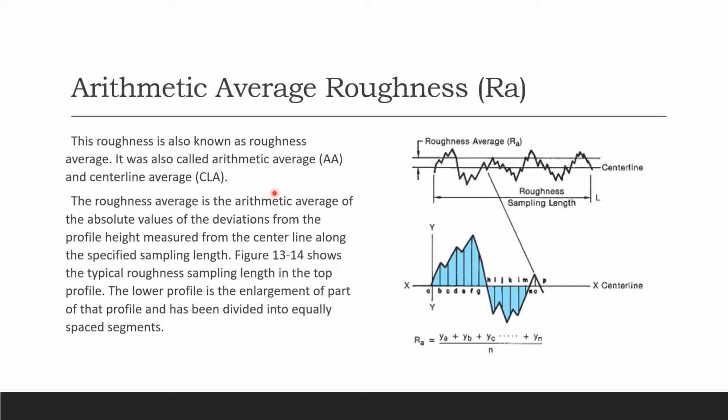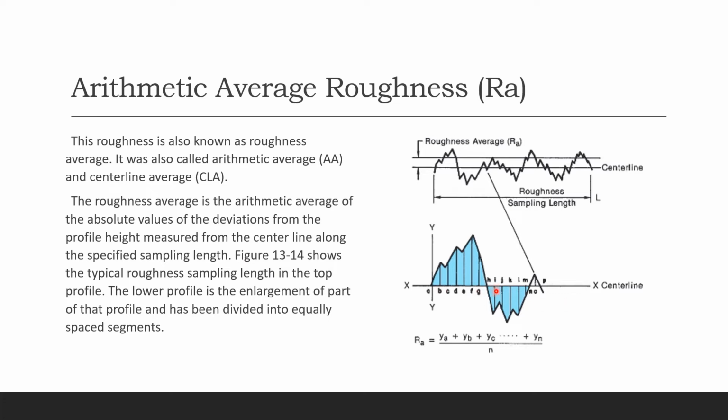Okay, so it was also called arithmetic average, and we go by the symbol AA, and the centerline average we go by CLA. So the roughness average is the arithmetic average of the absolute values of the deviations from the profile height measured from the center line along the specific sampling length. Every time we talk about deviation, like your standard deviation, your data is always measured away from the center or the main line. We have a center line, and for the roughness average we're looking at the deviations of your profile height, and that height is measured from the center line.